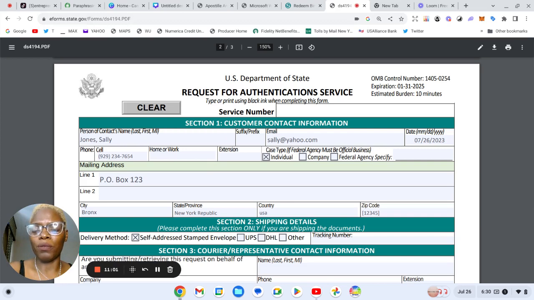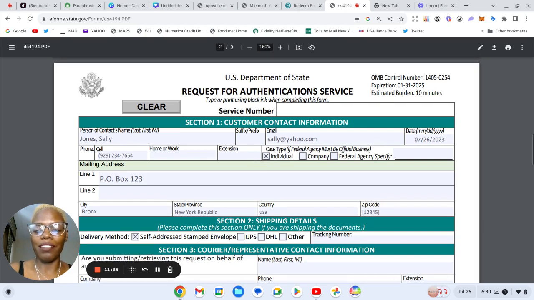The person of contact, which is yourself. Last name, first name, and then middle name. Email address, again, optional. Today's date or whatever date. Cell phone, home, all that is optional. You can leave it. You don't have to. It's your choice. It's completely up to you. Case type. This is an individual. It's not a company. It's not a federal agency. It's just for an individual. So you'll check box individual.